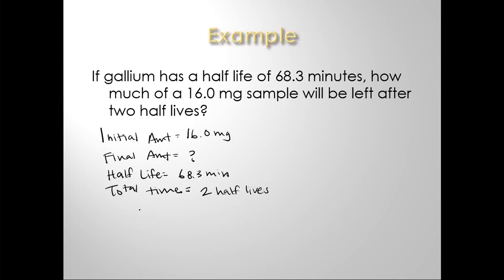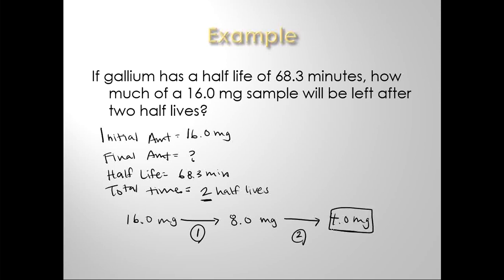So we're going to start from the beginning, 16.0 milligrams, and it goes through 1 half-life, therefore half of 16 is now 8. So I can put 68.3 minutes here, but why bother, because they tell me that it's going through 2 half-lives, so I'm just going to put 1 there because that arrow indicates a half-life. And it's going to go through another one. And so the 8 milligrams goes down to 4 milligrams, and there's our second half-life. So our final answer is 4.0 milligrams.